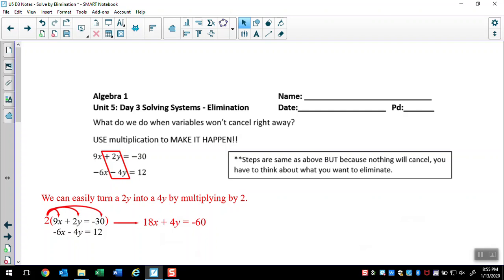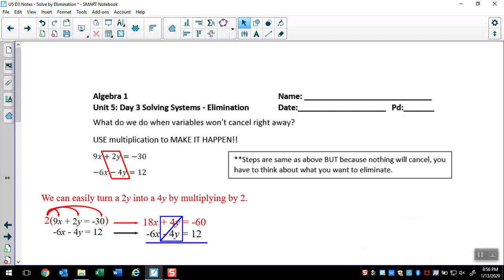I'm not going to make any changes to the second equation. I don't need to. So I just bring that one over here. I slide it over. It's exactly the same. Now we can see that my y's are additive inverses. Right? A positive 4 and a negative 4 will cancel each other out.